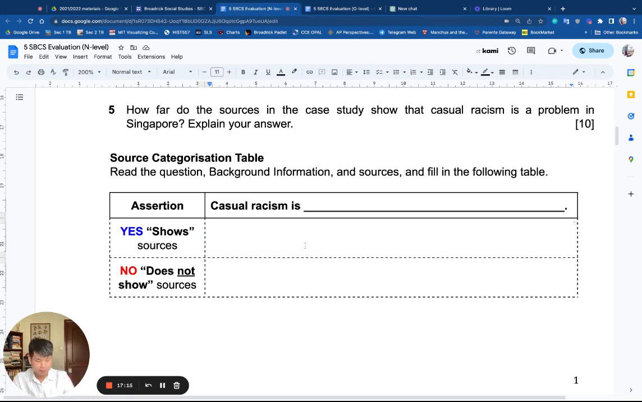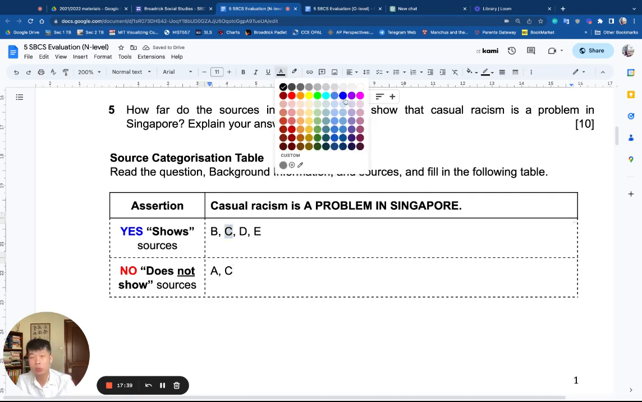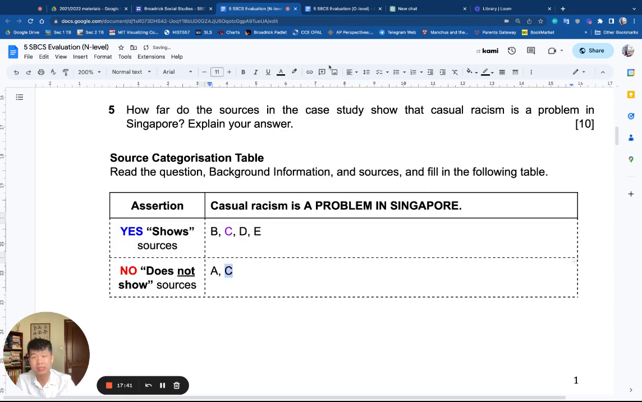Let me skip ahead. I think you would have found that the yes sources, yes, casual racism is a problem, are B, D, and E. In fact, C as well. B, C, D, and E. And the no sources are A and C. C would be the one that sort of has a two-sided view of this statement.